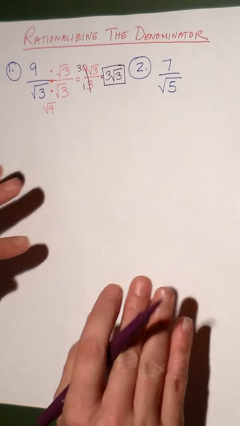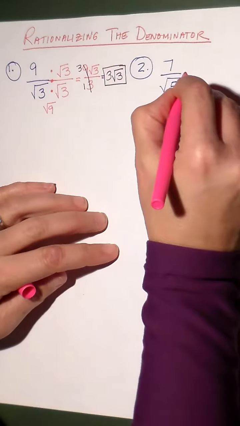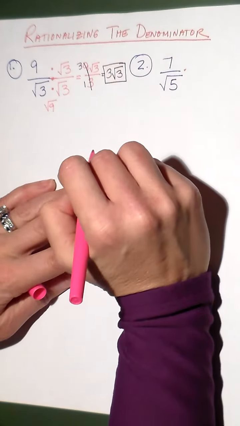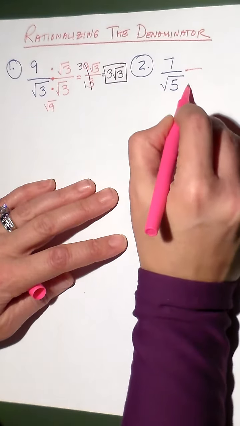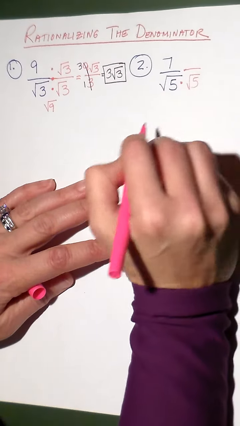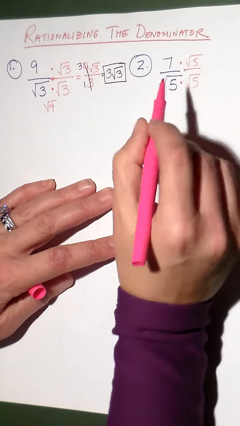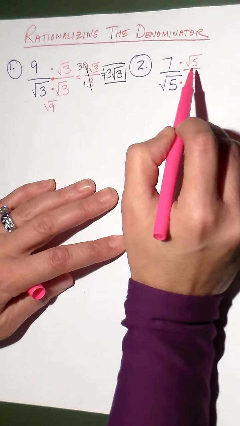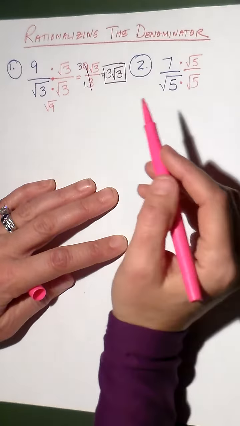Now, let's look at the next example. You're not always going to be able to reduce. First of all, I have 7 divided by square root of 5. I don't want that radical in the denominator, so I'm going to multiply by square root of 5 in the denominator, which means I also have to multiply by square root of 5 in the numerator. The reason this works is because technically, what is square root of 5 divided by square root of 5? 1. So you're multiplying by 1. That doesn't change the value of the fraction.